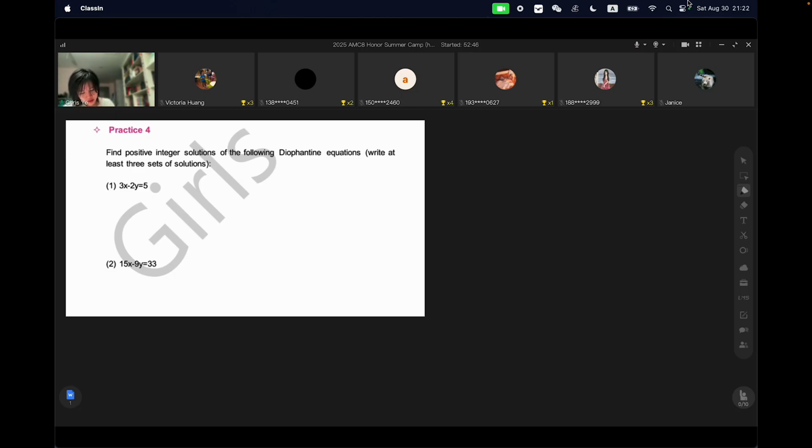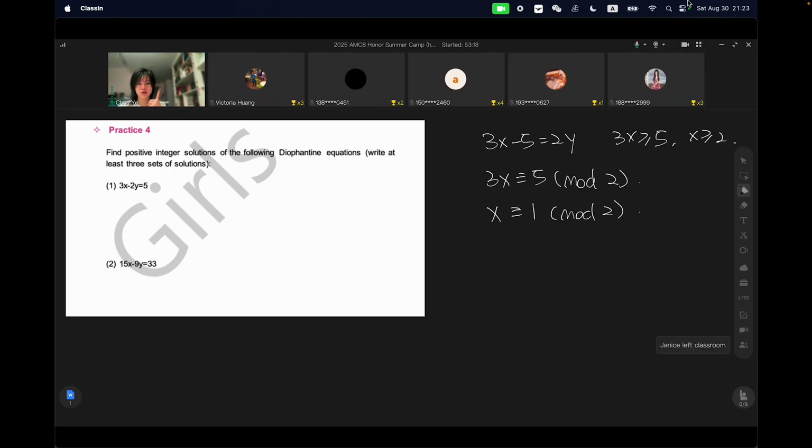So firstly, 3x minus 2y equals 5. Using the same logic as we used before, 3x minus 5 is going to be equal to 2y. So 3x is congruent to 5 mod 2, and x would be congruent to 1 mod 2. We know that 3x is larger than or equal to 5 and x is larger than or equal to 2. So the first possible number that x can be is going to be 3.